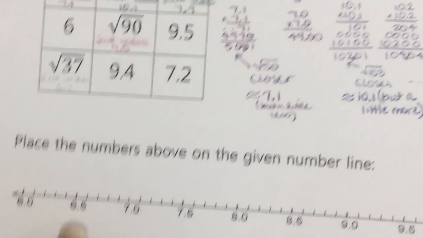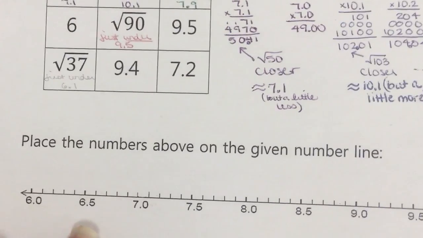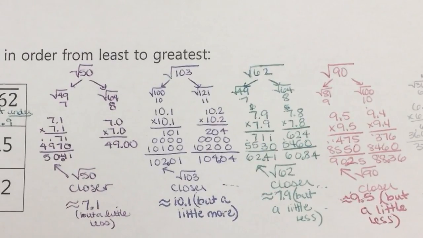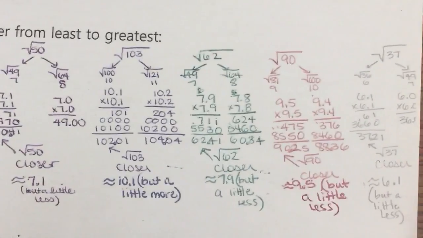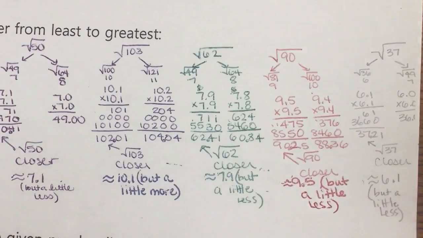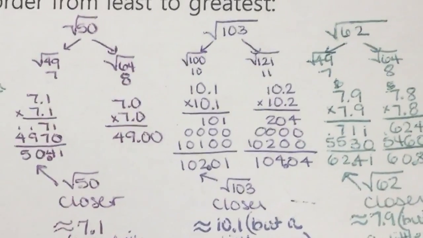All right, so let's go ahead and look at this. Okay, so here is my work. I'll let you guys check your math. We did the square root of 50 together, but I've got the other ones here. I'll zoom in on each of them.